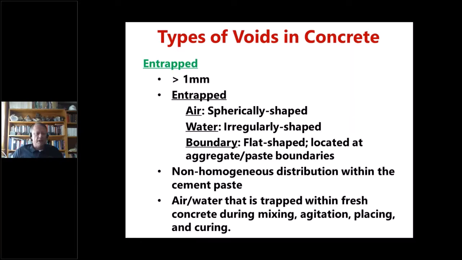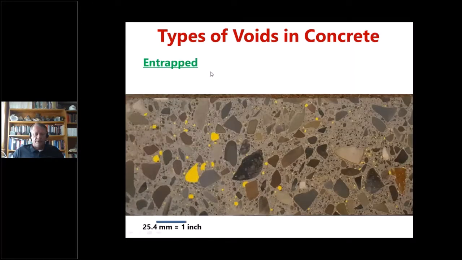It's important to understand that the entrapped air voids are non-homogeneously distributed throughout the cement paste. Again, I'll show you a picture of what that means, and also understand that these are, as the name implies, the entrapped voids are basically formed when air and or water is trapped within fresh concrete during placement or mixing or agitation or curing. So they're just there. They just form naturally when the concrete's placed.